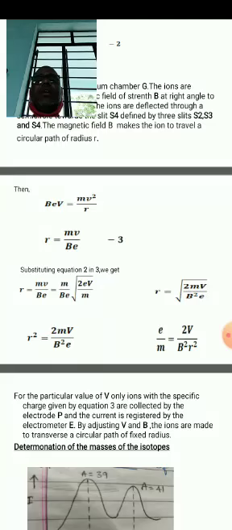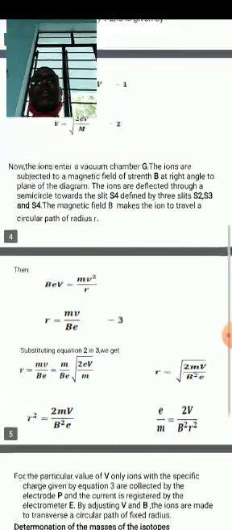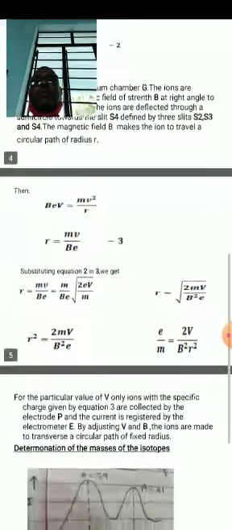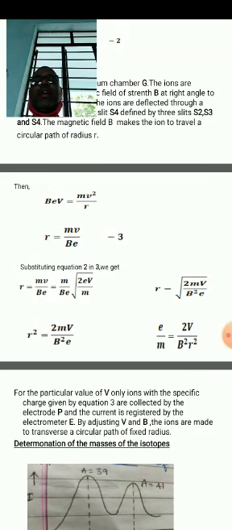Then substituting equation 2 in 3, in place of v, we get R is equal to mv by Be, is equal to m by B root of 2eV by m. Then further R is equal to root of 2mV by B square e. Then squaring on both sides, we get R square is equal to 2mV by B square e, and then e by m is equal to 2V by B square R square.